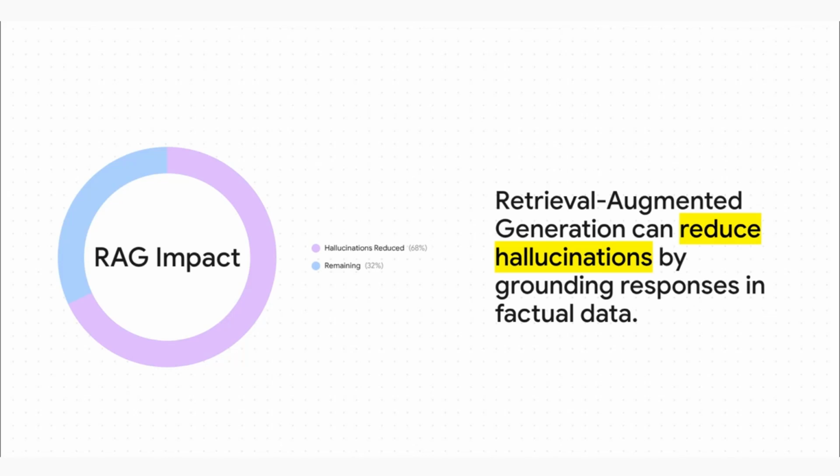RAG is even more powerful. Instead of just relying on its own internal, sometimes flawed training data, a system using RAG first goes and looks up relevant information from a trusted source, like a company's internal documents. Then, it uses that information to build its answer, and the results are pretty stunning. As you can see here, studies show RAG can slash hallucinations by up to 68%. It's a huge step toward grounding these models in reality.